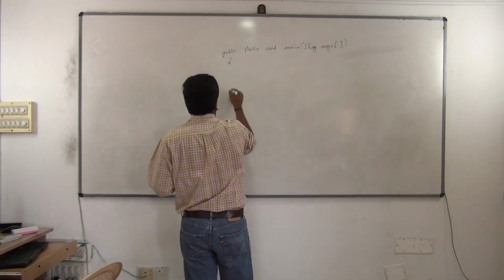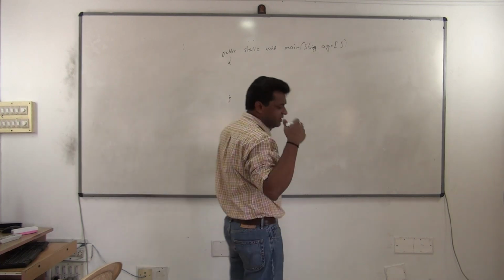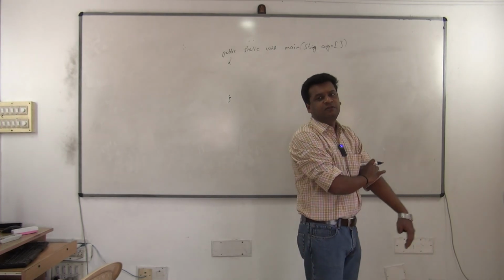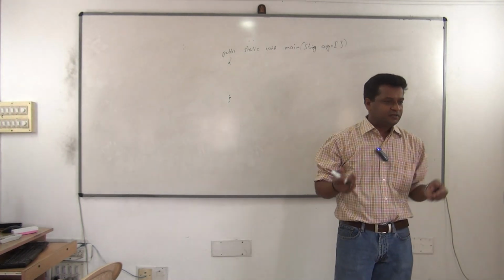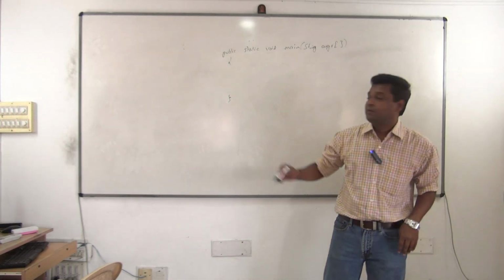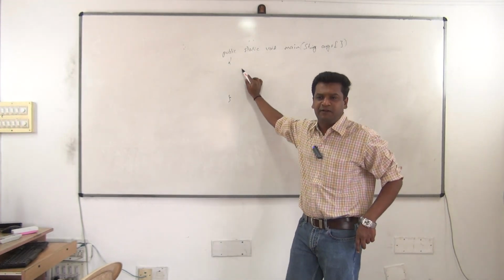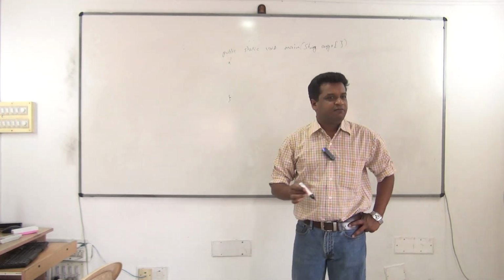This is how the main looks in Java. So you can write any code here. You write 1 lakh lines of code also, no problem. Understood? This is the place where you are going to code. This is the body now. This is called as a function.